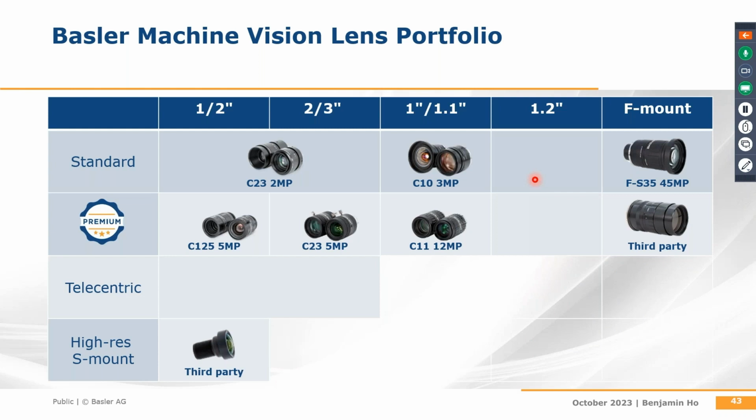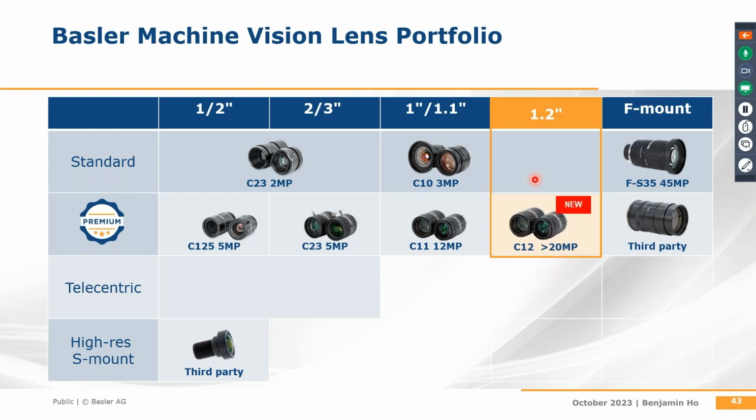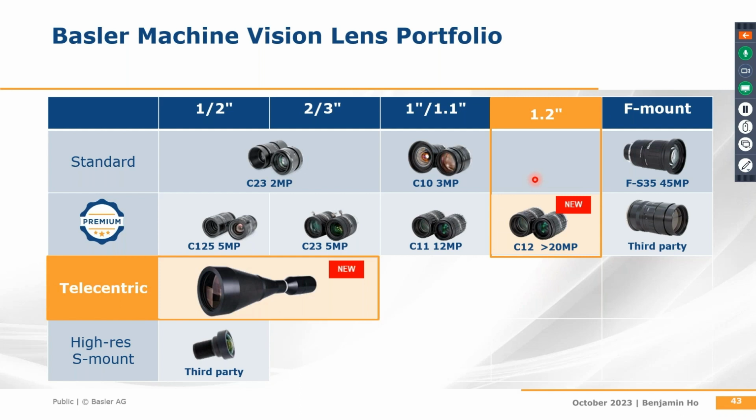From the table, you can see the distribution of our lens portfolio. We categorize fixed focal length into standard and premium product lines. Both product lines support popular sensor formats available in Basler cameras, up to super 35 mm sensor format, as well as all common focal lengths. We are launching telecentric lenses with 1.1 inch, half inch, and 2/3 sensor size on our product roadmap this year. We also offer high-res S-mount lenses from partner products.